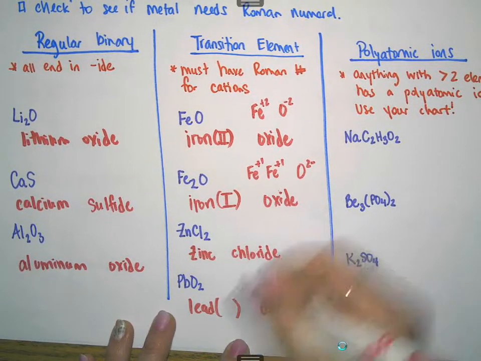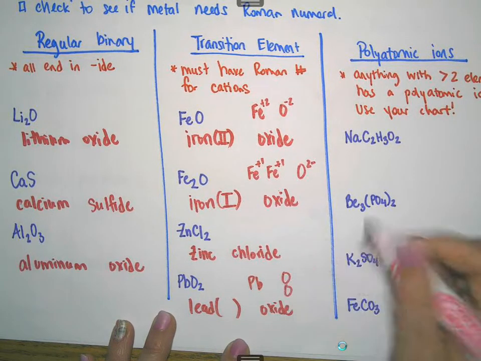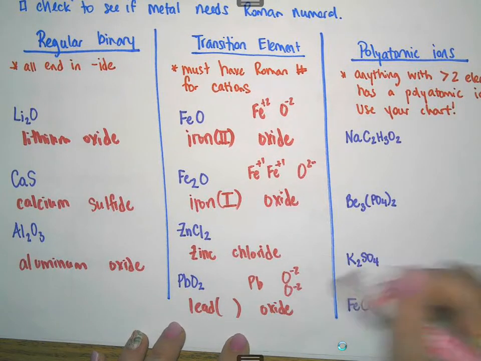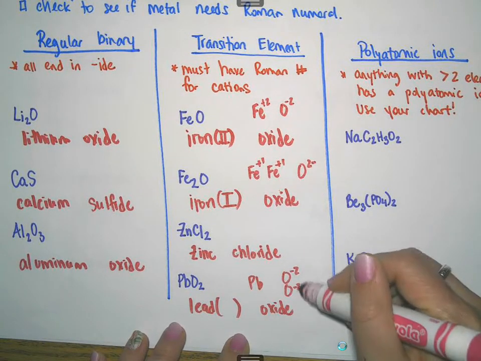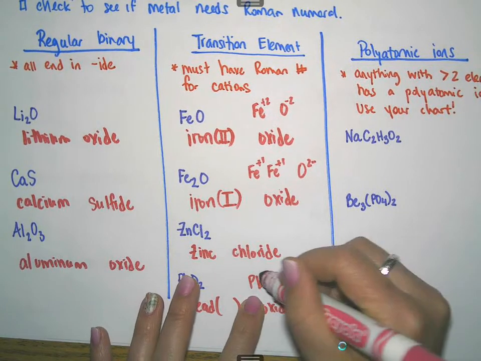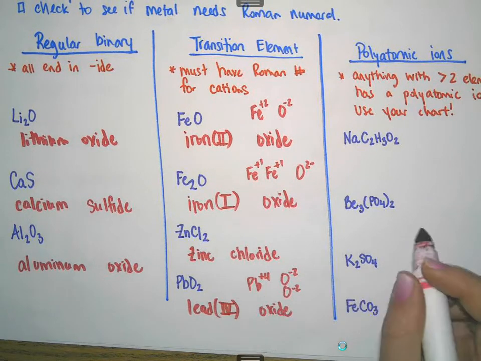If I do my work, I'll see that it took 1 lead and 2 oxygens according to my formula there. Well, each oxygen is -2, so if it took 1 lead to cancel out 2 -2 charges, then it has to be a +4. So I write the Roman numeral for 4. It's lead 4 oxide.